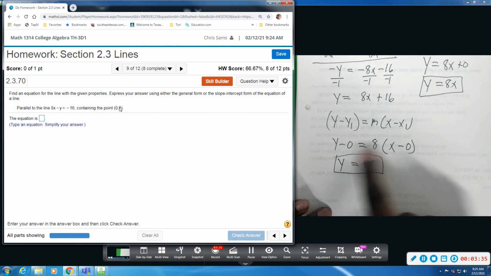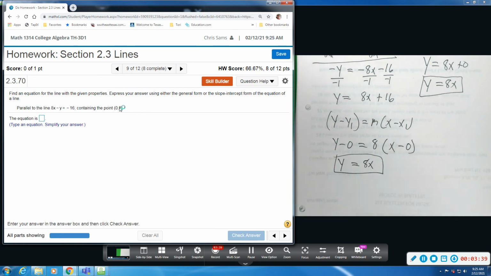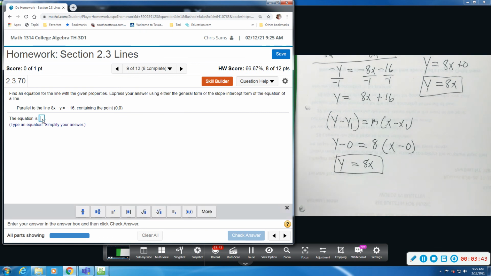But if you had numbers, you'd have to distribute, move that term over, and there'd be a lot more work if you had other numbers. So y equals 8x.